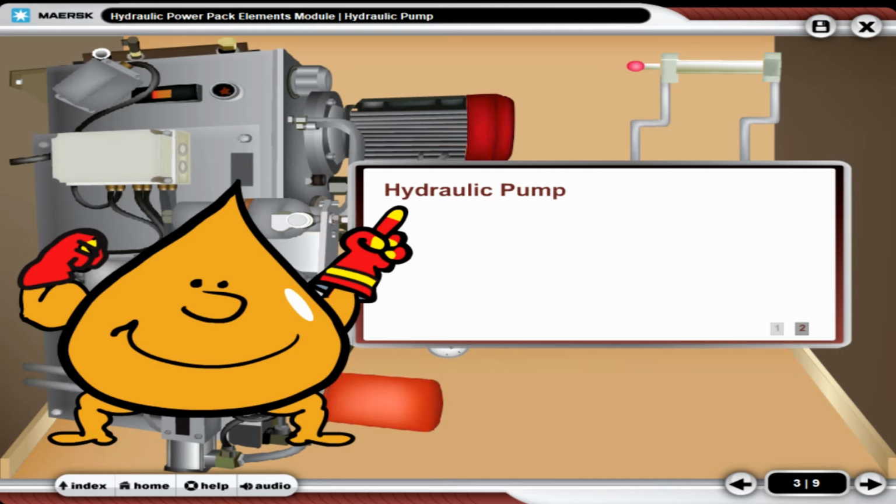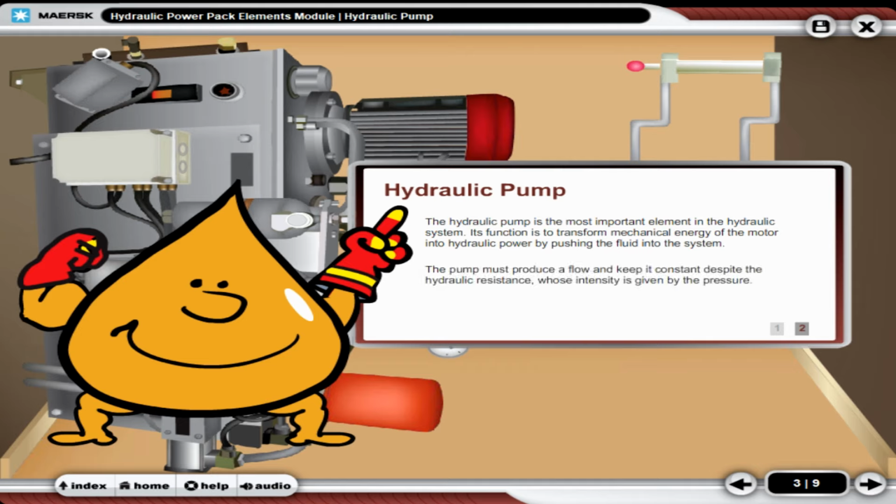You now know that an electric motor is the driving means of the hydraulic pump. Now it's time to learn what the pump does. The hydraulic pump is the most important element in the hydraulic system. Its function is to transform mechanical energy of the motor into hydraulic power by pushing the fluid into the system. The pump must produce a flow and keep it constant despite the hydraulic resistance, whose intensity is given by the pressure.